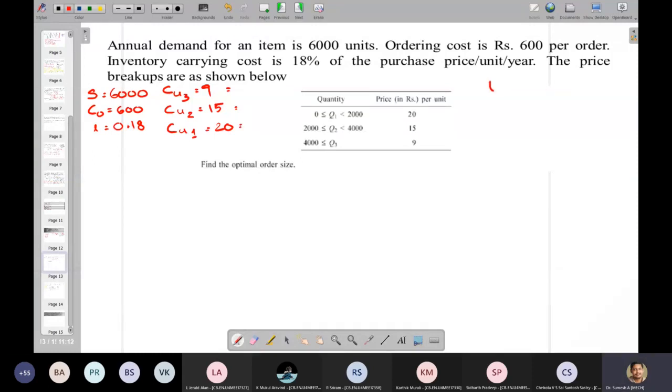Again, Q star or EOQ, you can calculate using the formula square root of 2 into C naught into S divided by CU into I. So when we take CU3, we'll get 1414. So that you cannot select since it is above 4,000. So that criteria is not satisfied. Next one.